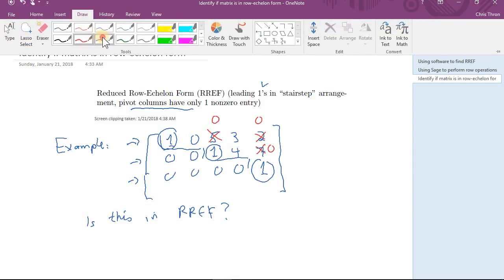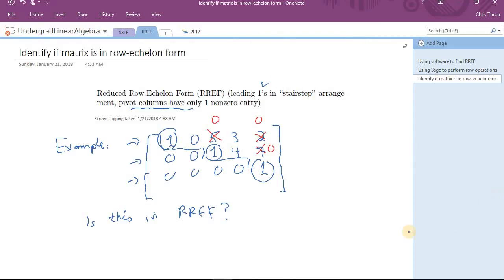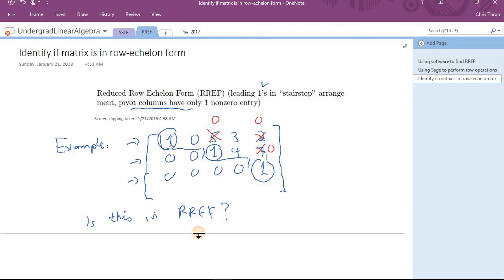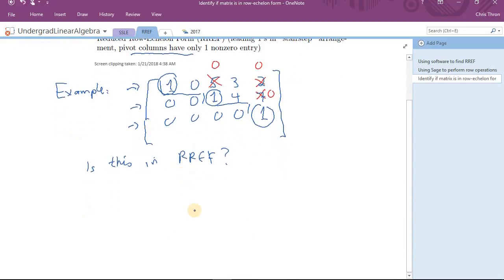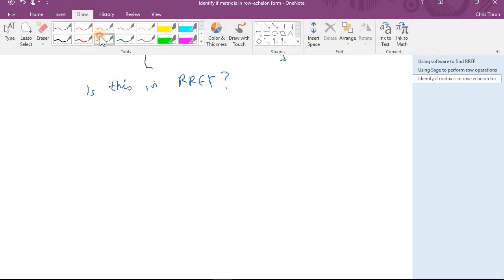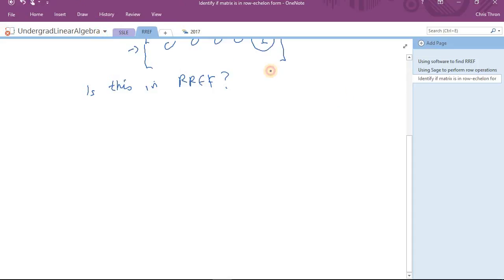All right, let's do another example. It's not letting me go down. I'm going to have to insert some space. Okay. Okay. All right. So the answer here was no. Okay. All right, now here's another example.